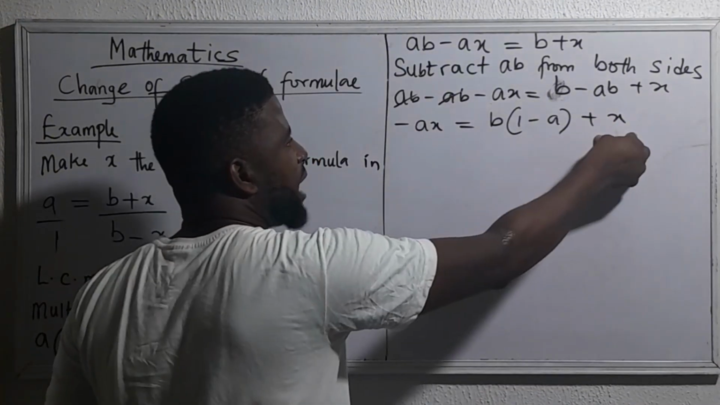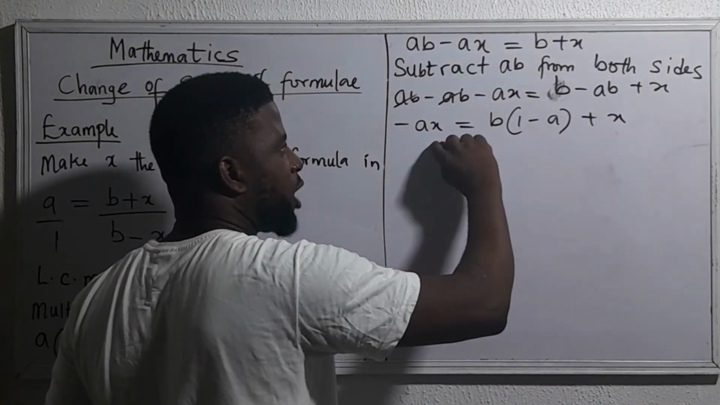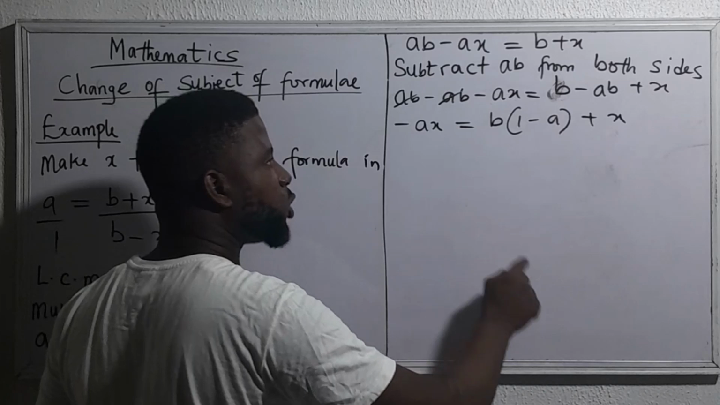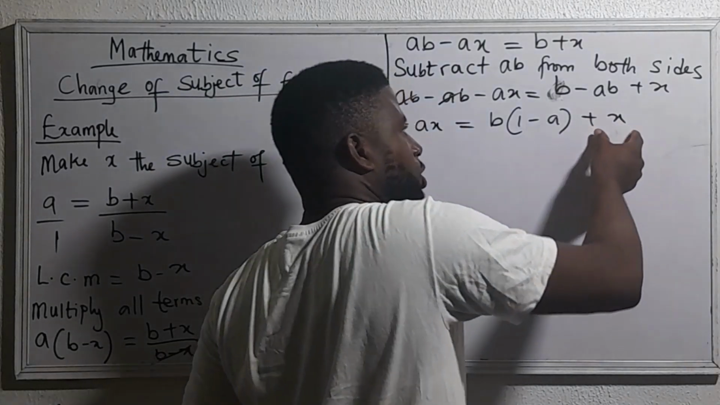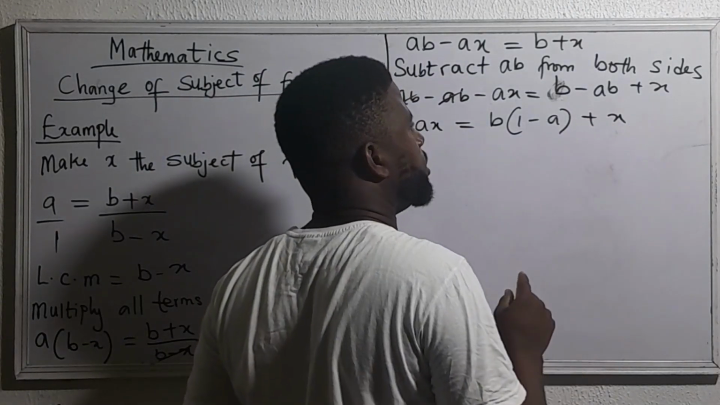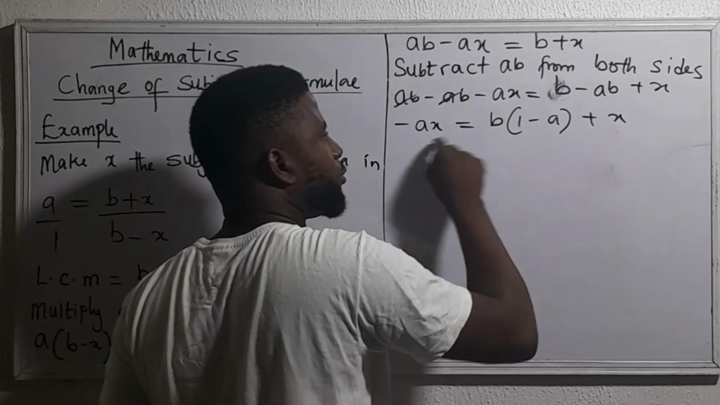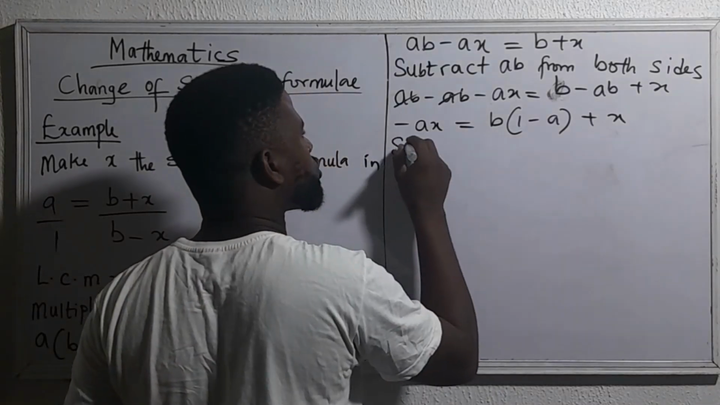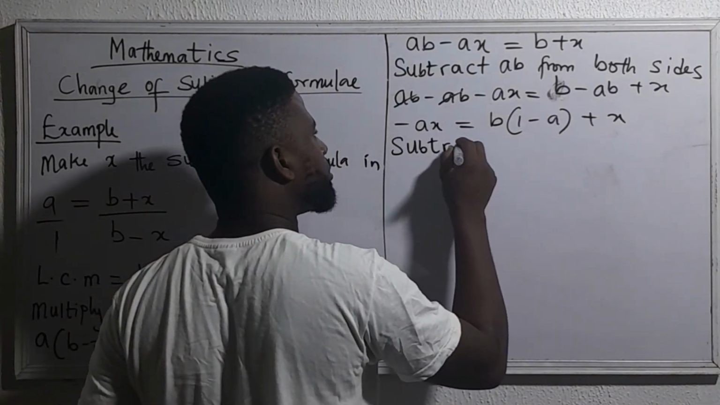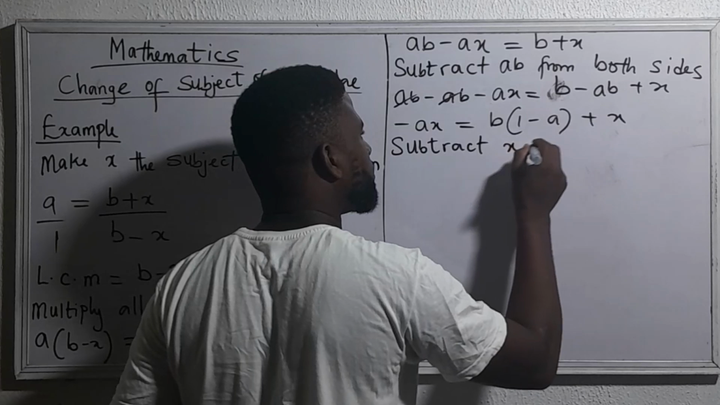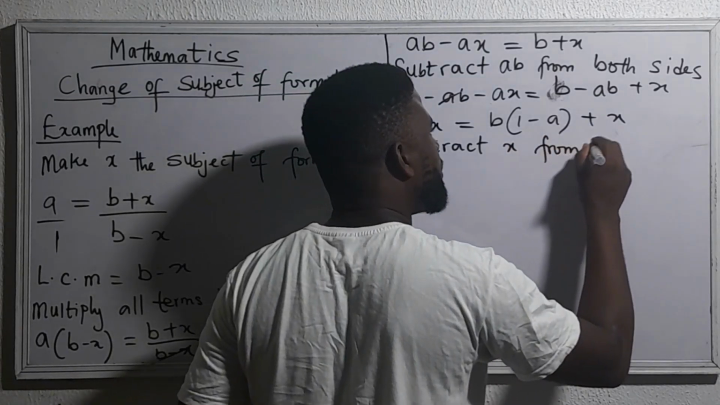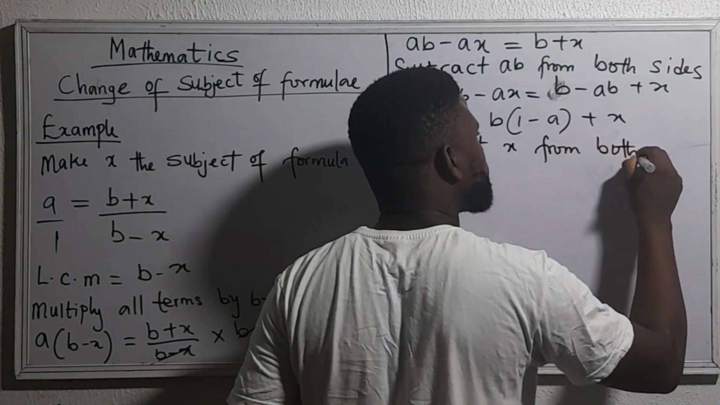Now x has to leave this right-hand side and come to the left-hand side. We also use the inverse of plus x to delete x on the right-hand side, which means we subtract x from both sides. So we say subtract x from both sides.